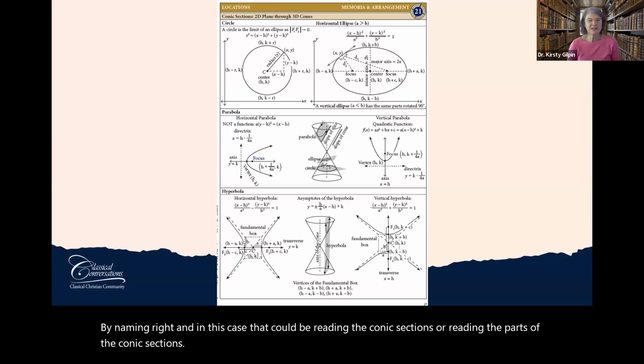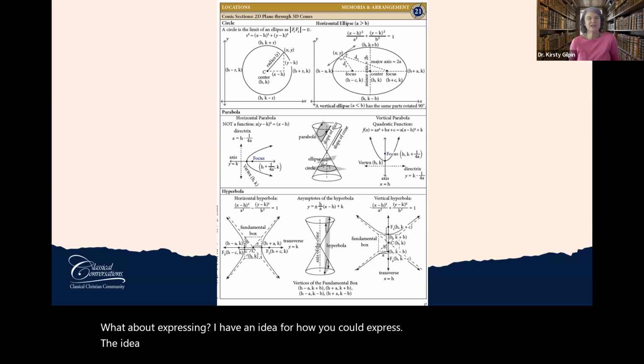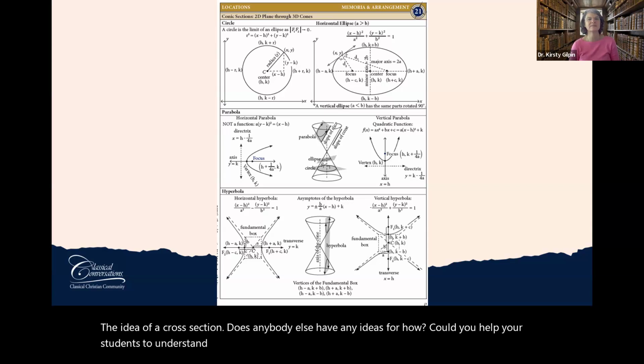What about expressing? I have an idea for how you could express the idea of a cross section. Does anybody else have any ideas for how you could help your students to understand what a cross section is?